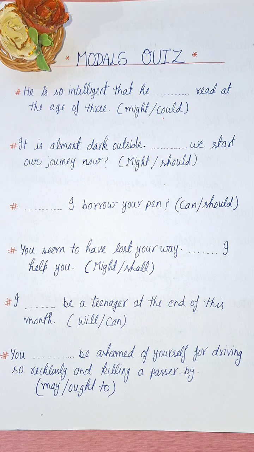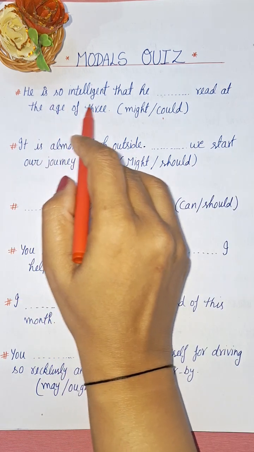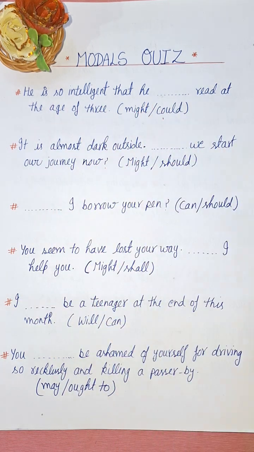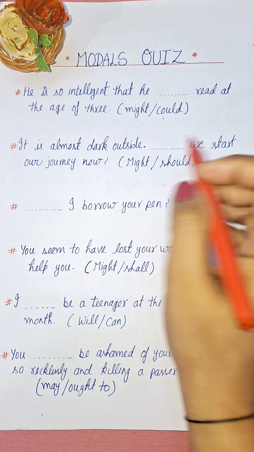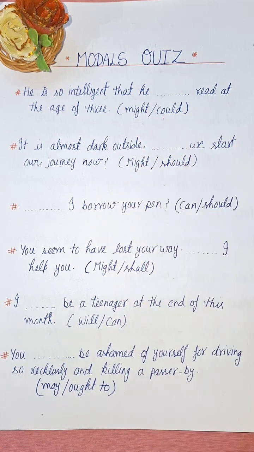So let's get started. Modals, okay. He is so intelligent that he dash read at the age of 3. Listen guys very carefully. Could is used to show less possibility or possibility. Okay? It is also used to show seek and grant permission. So here he is seeking the permission or he is showing the possibility. Of course, he is showing the possibility. He could read at the age of 3.